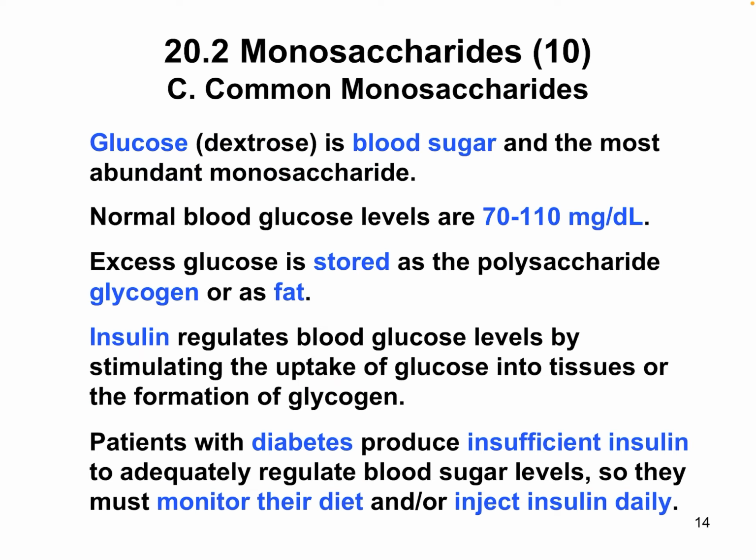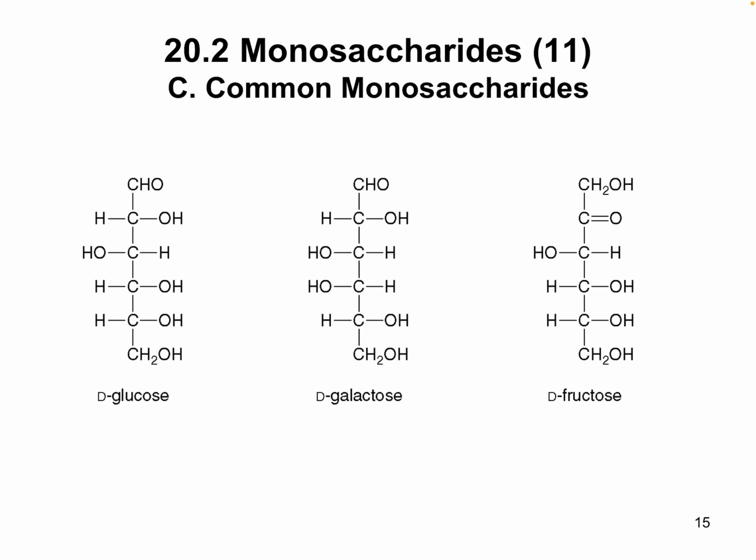You don't have to memorize anything about this slide at all, other than that glucose is the most common sugar that is regulated in terms of what we call blood sugar. All right. So circulating glucose allows our muscles to have energy. Here are some other common monosaccharides.